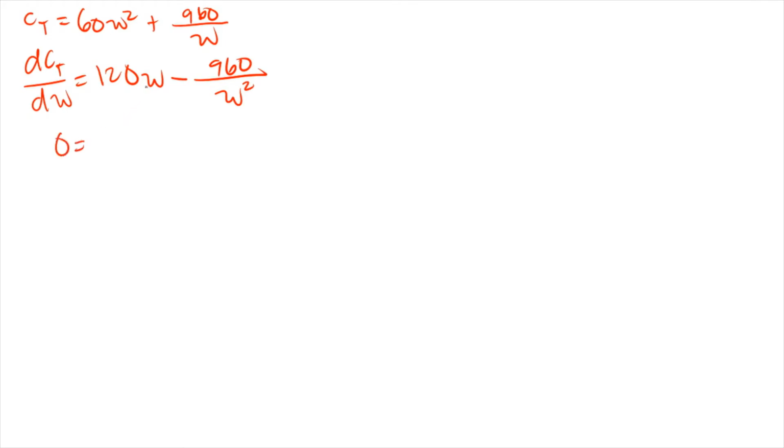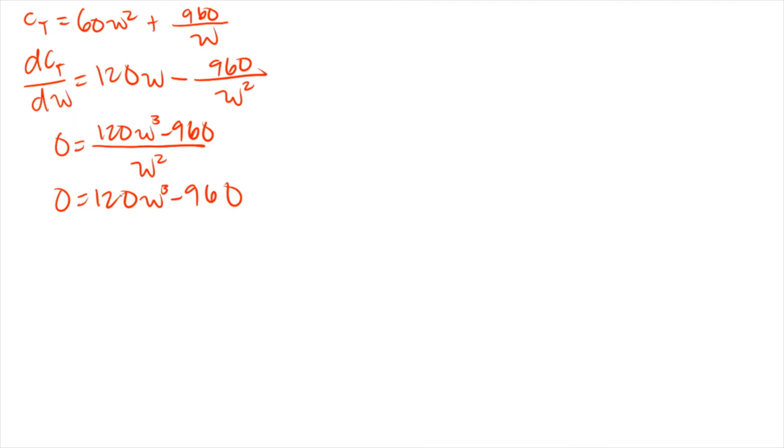then we can combine the two terms as a single fraction. So let's take the LCD, W squared. This will become 120 W cubed, right? Minus 960. And then we'll solve for W. Okay? So if you multiply both sides by W squared, we'll get 120 W cubed minus 960.